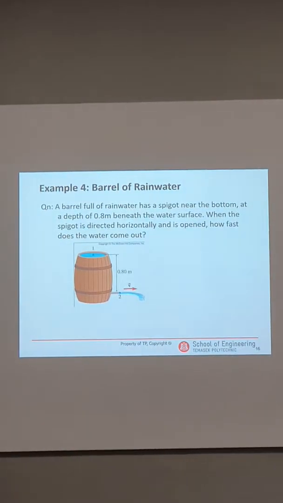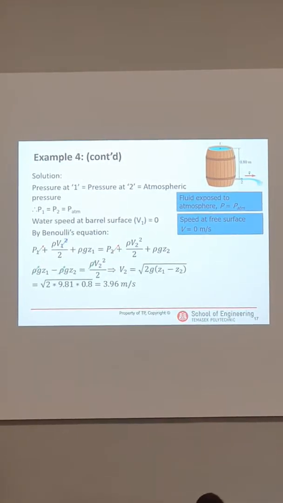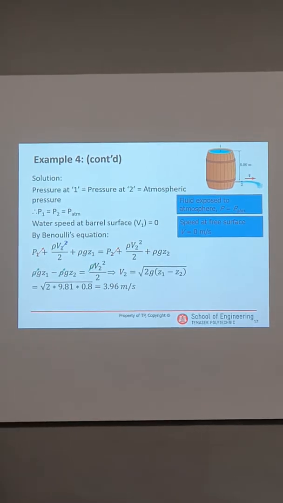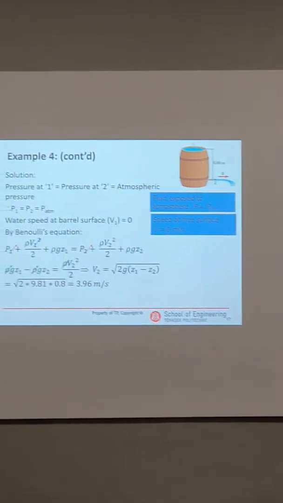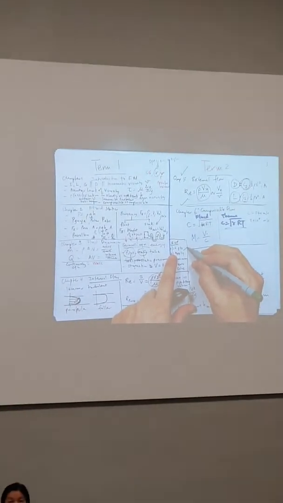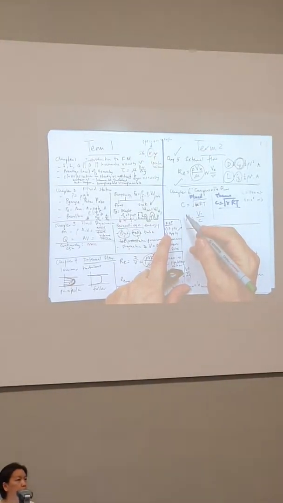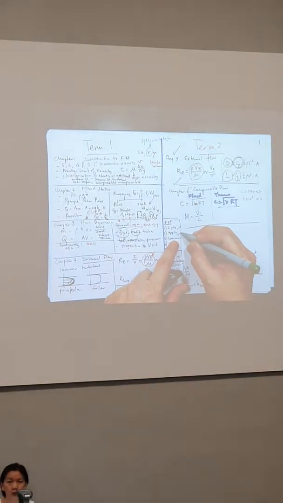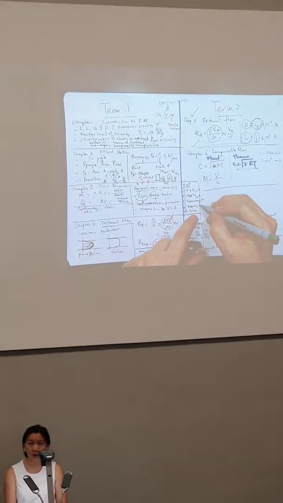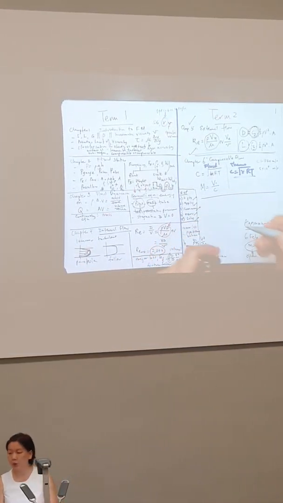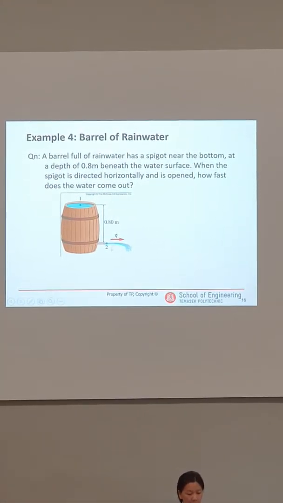Besides applying Bernoulli, what is the standard 5 steps? What's the SOP? First step, identify 2 points. In my exam I have already identified the 2 points, so you don't have to worry too much. Second, apply Bernoulli to the 2 points. Third, identify common terms. Fourth, identify zero terms. Fifth, solve.